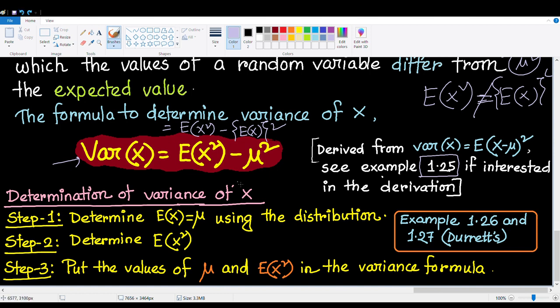Now, determination of variance has 3 steps. Step 1 is to determine E of x, which is mu, using the distribution. We have solved a lot of problems on it. Step 2 is to determine E of x square. So we are going to determine x square from x, right? And then we know that for each of the values of x squared, the probability will be the same as p of x equals x, right? So we can determine E of x square. Finally, we're going to put these two values, this value here and the value squared here, to finally get the variance.